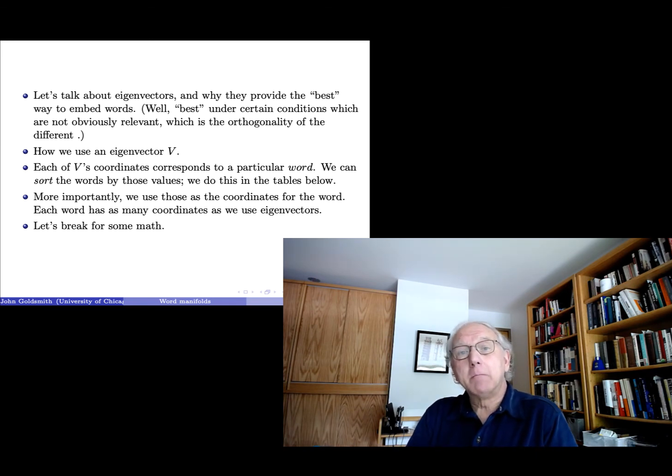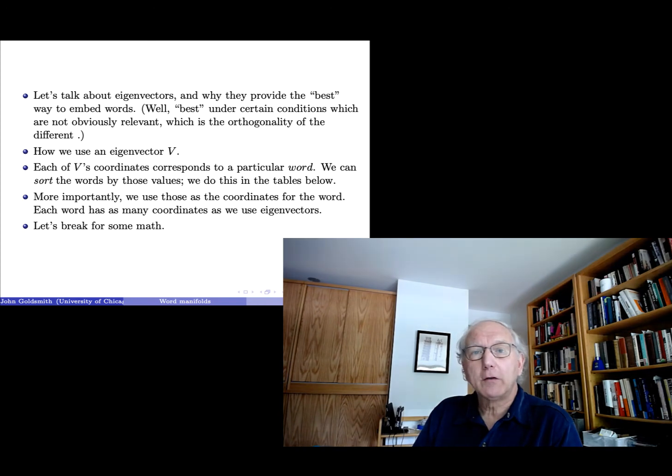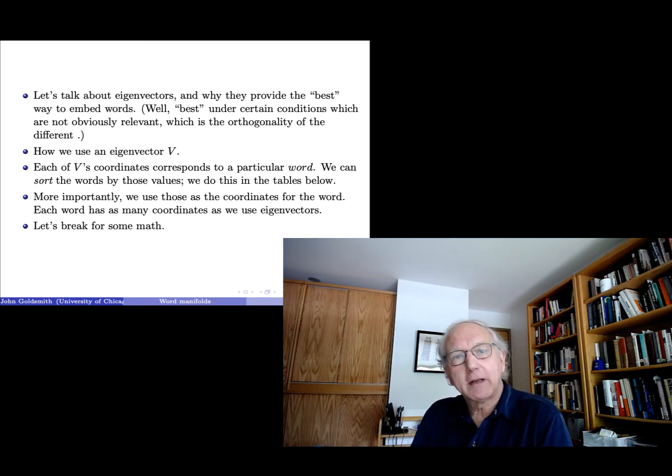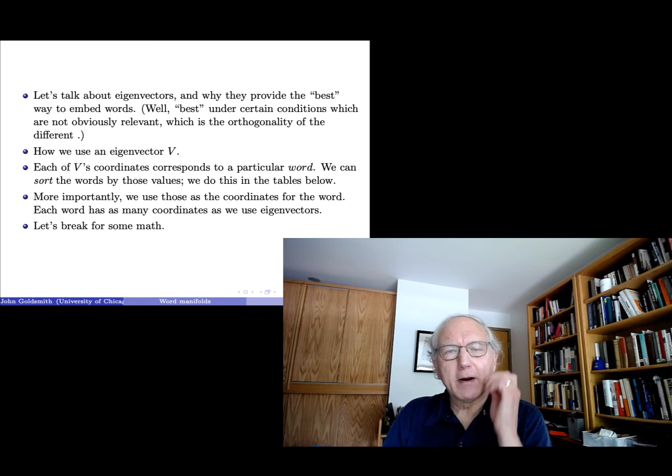And because we've got multiple eigenvectors, from each one of them we get a coordinate for each one of the words. What that means simply is that at that point, we have a coordinate in this k-dimensional space for every word. The coordinate, just to really dot my i's, for any given word, its kth coordinate, is the value in the kth eigenvector corresponding to that word. Okay? Now we're going to take a break for some math.